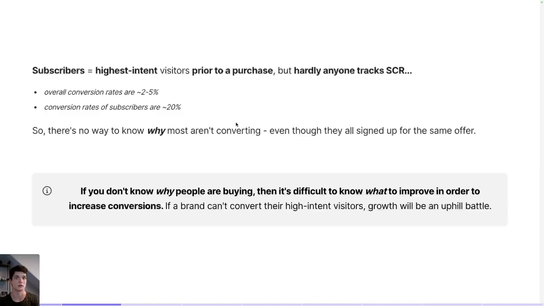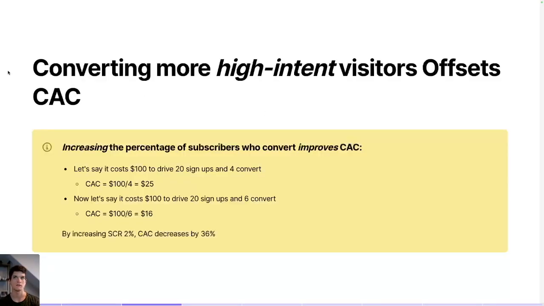If you want to improve conversions, you have to improve the pre-purchase experience. And to improve the pre-purchase experience, you need to know what is and isn't working about the current pre-purchase experience. And so converting more high intent visitors works to offset the customer acquisition costs.